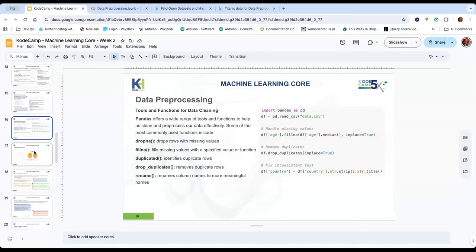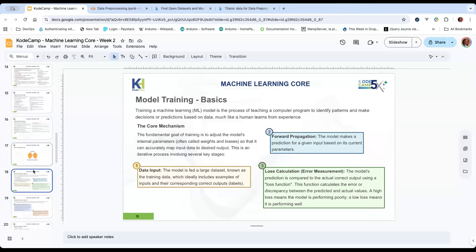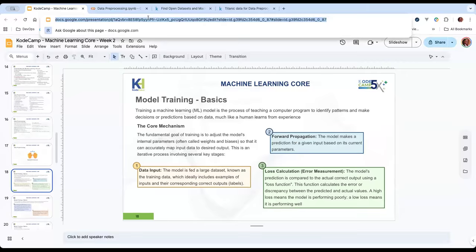Now, for lack of time, I want to move on to the next bit, which is model training. So once again, I'm going to move to the other screen so we can view it. Give me a second.